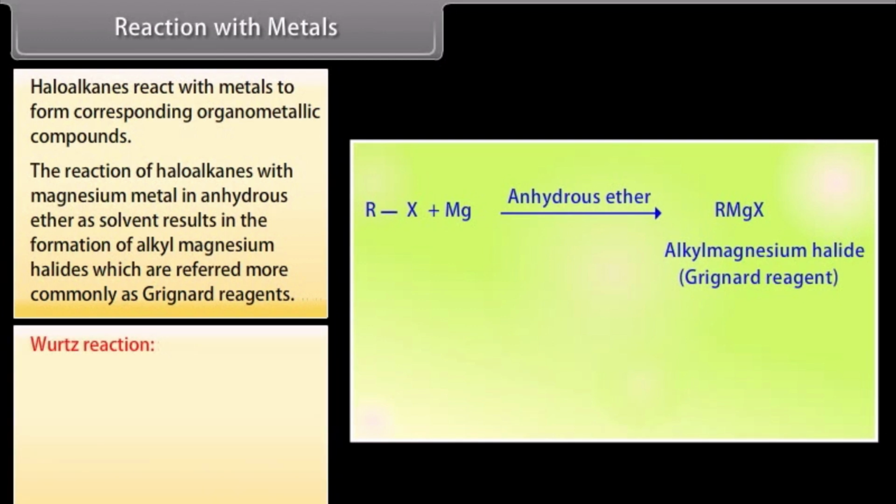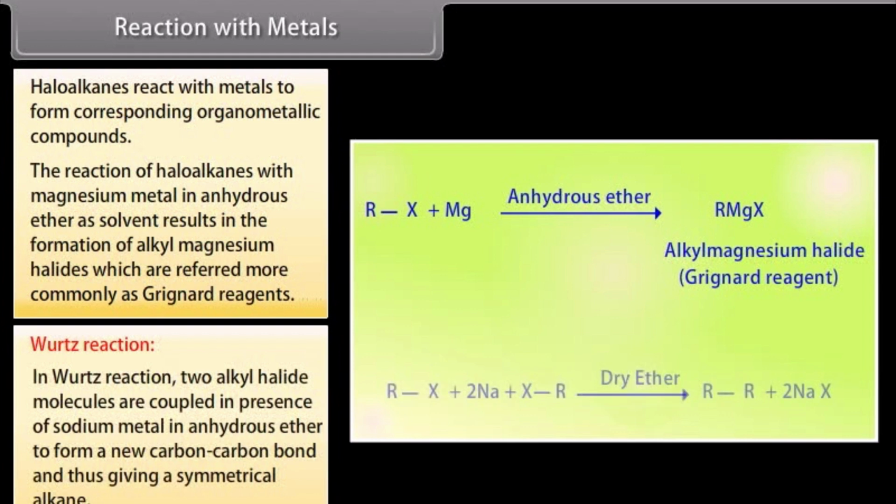Wurtz reaction. In the Wurtz reaction, two alkyl halide molecules are coupled in the presence of sodium metal in anhydrous ether to form a new carbon-carbon bond, thus giving a symmetrical alkane.